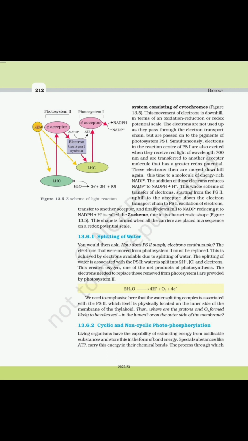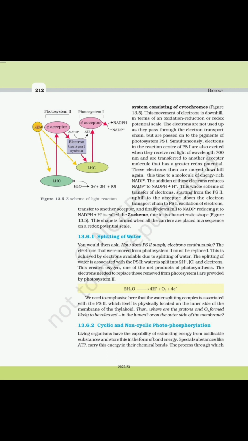This whole scheme of transfer of electrons starting from the PSII uphill to the acceptor, down the electron transport chain to PSI, excitation of electrons, transfer to another acceptor, and finally downhill to NADP+ causing it to be reduced to NADPH + H+, is called the Z scheme due to its characteristic shape.